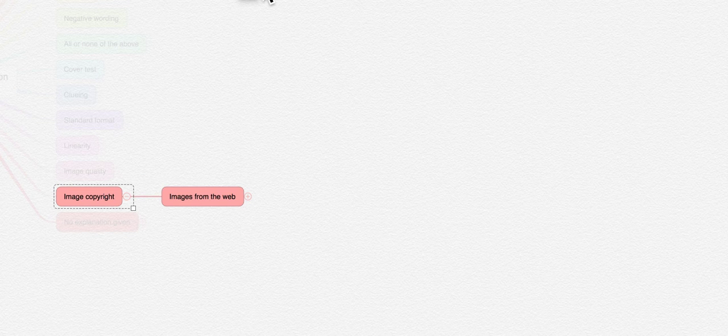Next is image copyright, and this has mainly been due to questions that have included images that have been downloaded from the web. Obviously we don't have the copyright on these. We shouldn't be using these, and also we really shouldn't use questions in an exam that the residents can readily access. Now, how do you know if an image has come from the web?